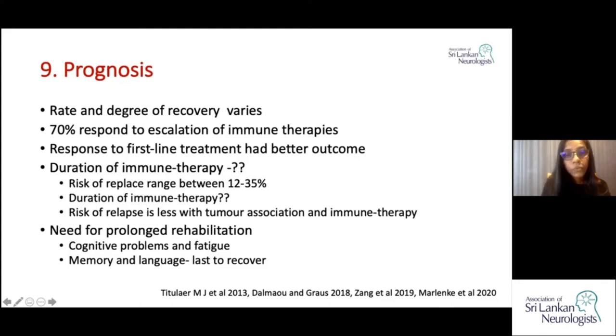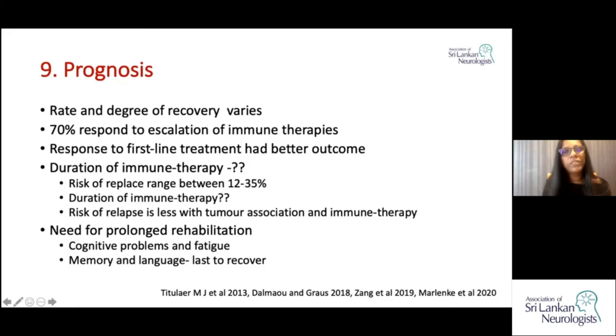They do relapse. Relapses range between about 12 to 35%, but then how long do we need to give immunotherapy? There's no direct, standard duration. Some guidelines recommend 12 months, some recommend 6 months. So you have to weigh it with the clinical features of your patient. And of course, if you have a tumor and if you have received immunotherapy, the relapses are less. We often tend to end at this.